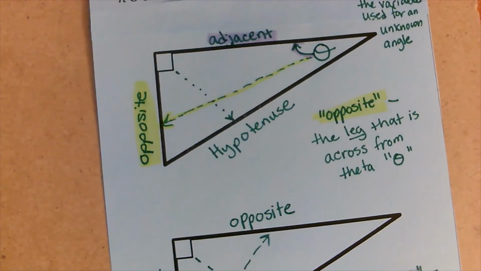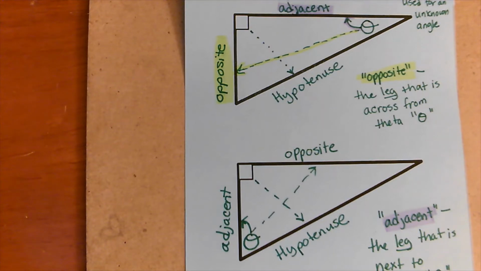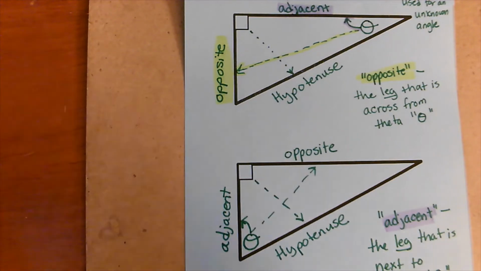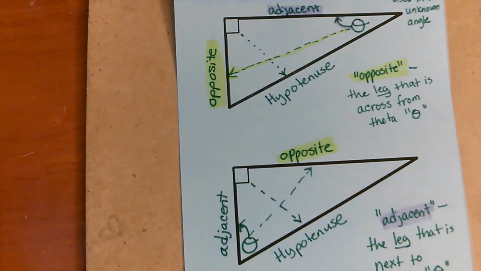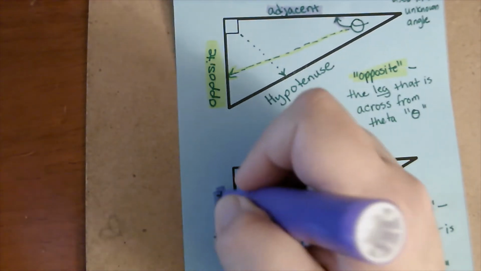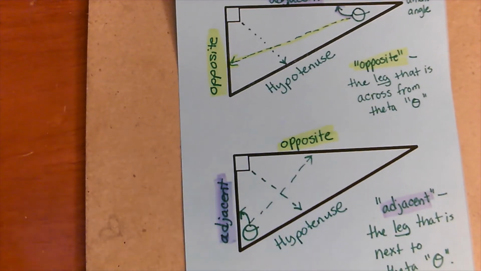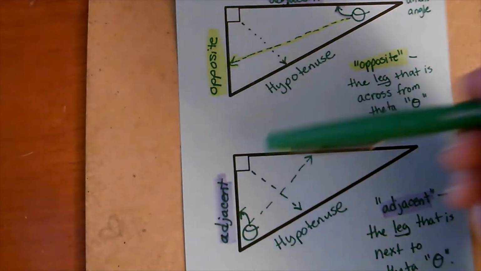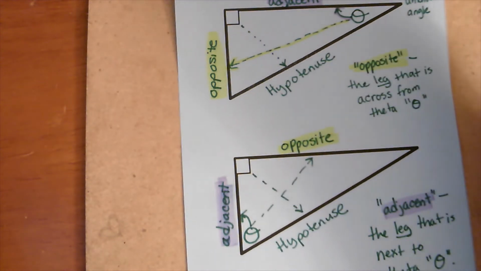Looking at both triangles at the same time, we can see that I labeled opposite in a different place when I moved theta. Now it's this side. And when I moved theta down here, adjacent now becomes this side. So when I label them, it's in reference to where the theta is, not always on a specific side. The hypotenuse is always the one opposite the right angle, but I've got to look opposite the theta for my opposite side and next to the theta for my adjacent side.